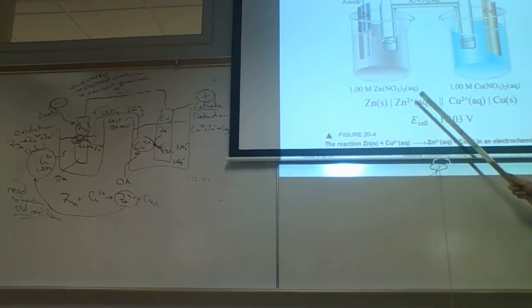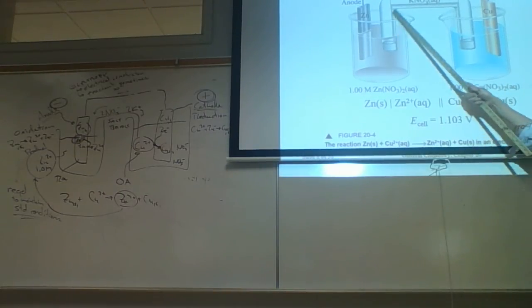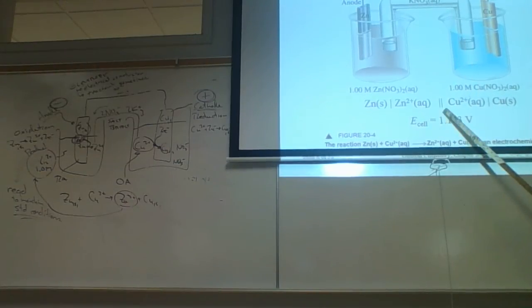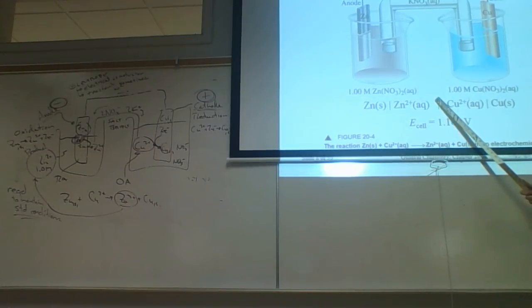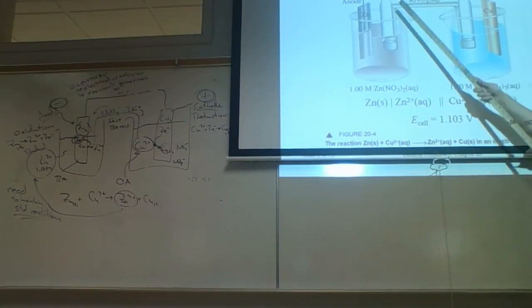So we have reactant and product at the anode, and reactant and product at the cathode. The double line here represents the salt bridge, without which the cell wouldn't be able to operate. This is a shorthand way of representing this whole drawing here.